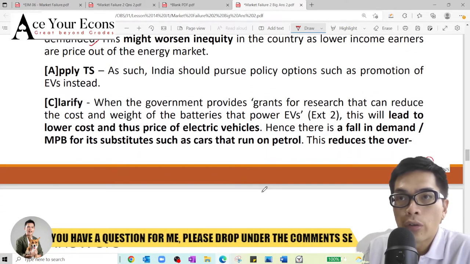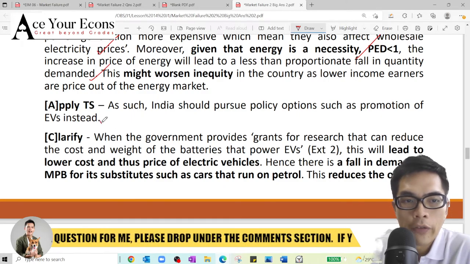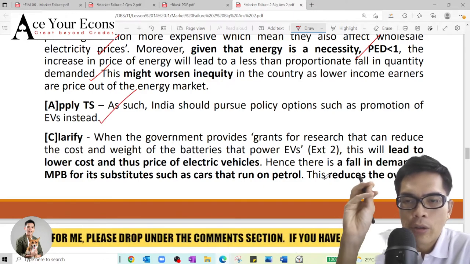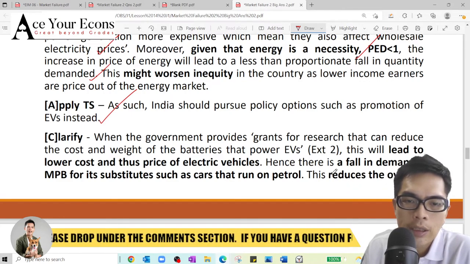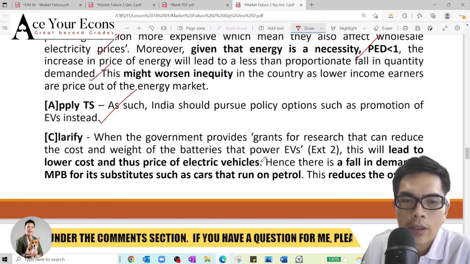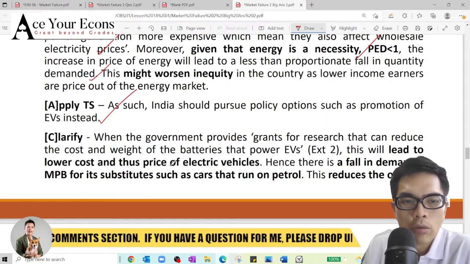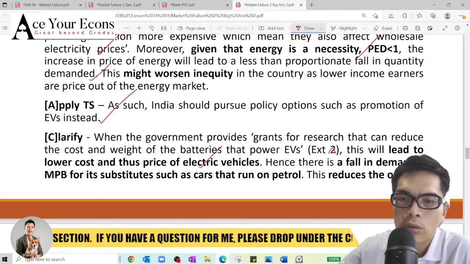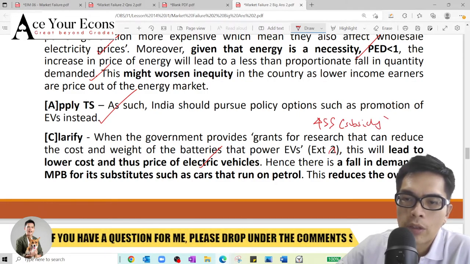Next, I'm going to move on to India's pursuit of EVs. You have to identify this as a subsidy, but you have to reject the hypothesis that this is a positive externality. When the government provides grants for the power batteries, this will lead to a lower cost and lower price of electric vehicles. You can possibly relate this to an increase in supply through a subsidy for EVs, as per what we have mentioned earlier on.